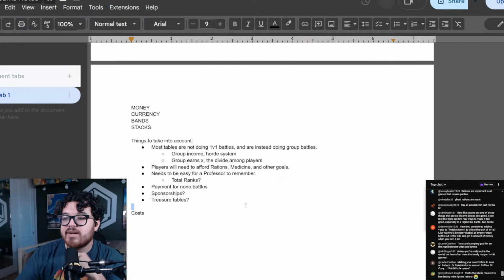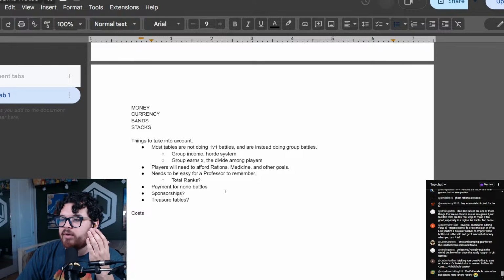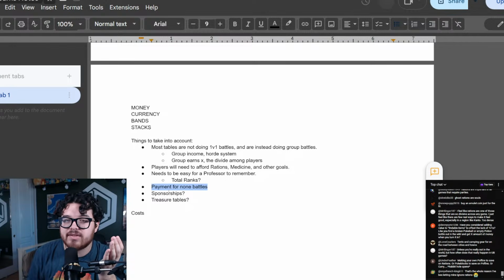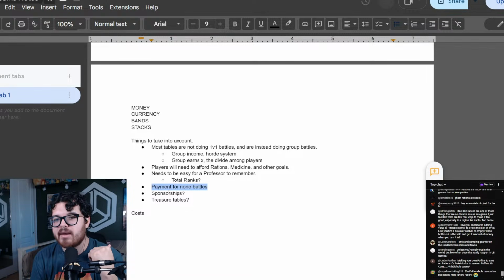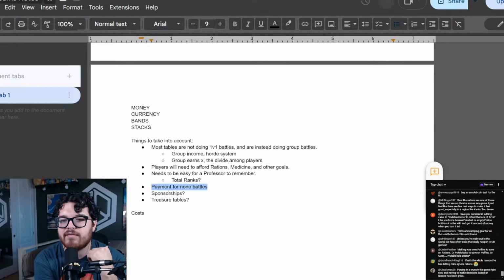Danny, that is one of the things that we want to talk about. So I'll even toss it in there, but one of the things I have in here is payment for non-battles. Getting money outside of battle is on here. Tents and camping gear for the road between cities, that's also already on the list.